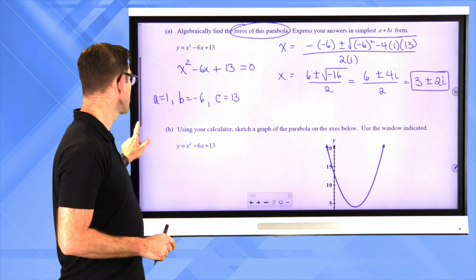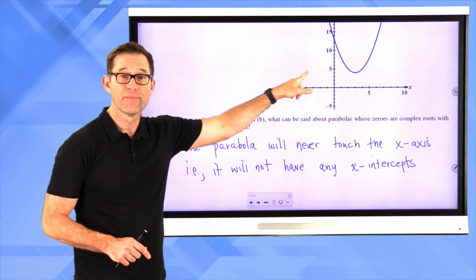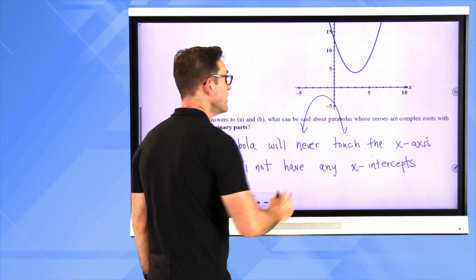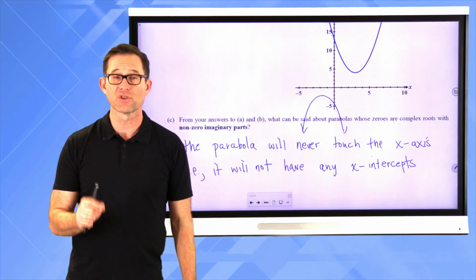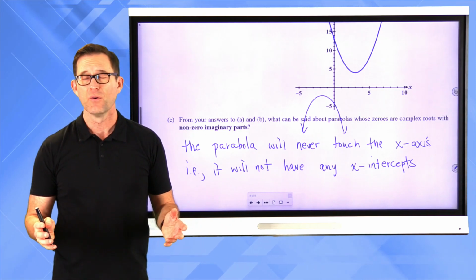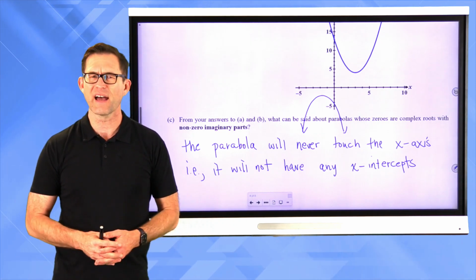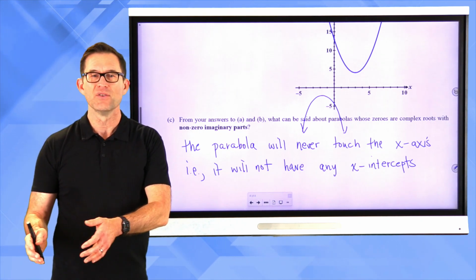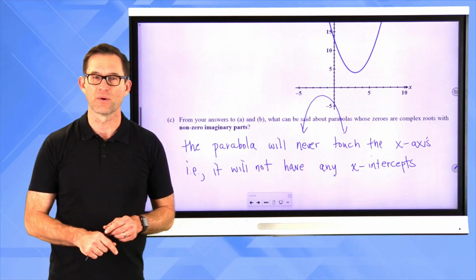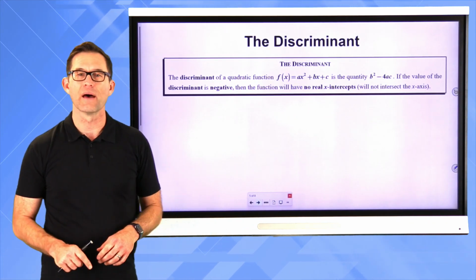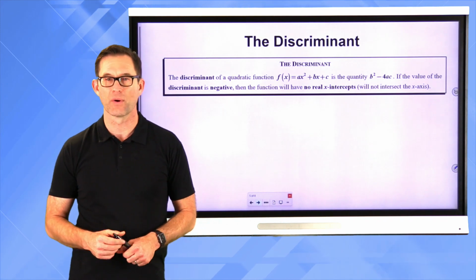Now it could miss the x-axis looking like that, or it could miss the x-axis looking like this, but it will most certainly not intersect the x-axis, because if it did, then wherever it intersected the x-axis should be the solutions to setting the equation equal to 0. All right, so how can we summarize that? Well, we can summarize it by the discriminant.